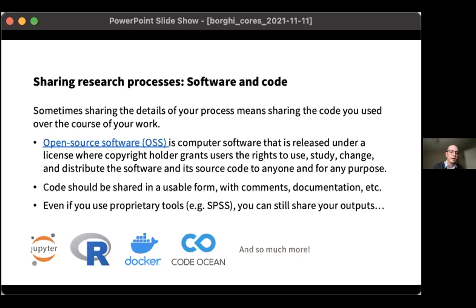But I think for now, what I will just say about this is that when you're thinking about sharing your research objects, your software and your code that you've created or modified yourself are examples of those things, and they're actually really important for communicating your process. And so any steps you can take about sharing them out are good.